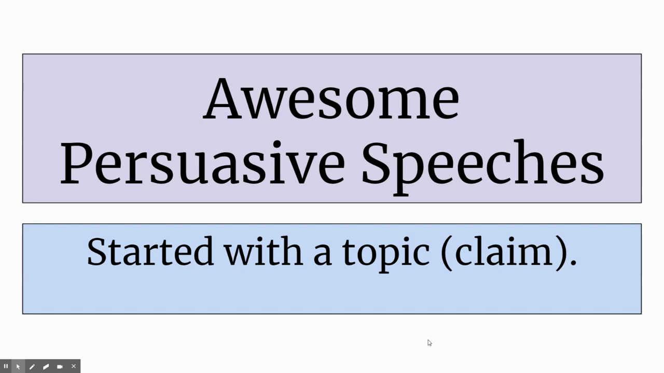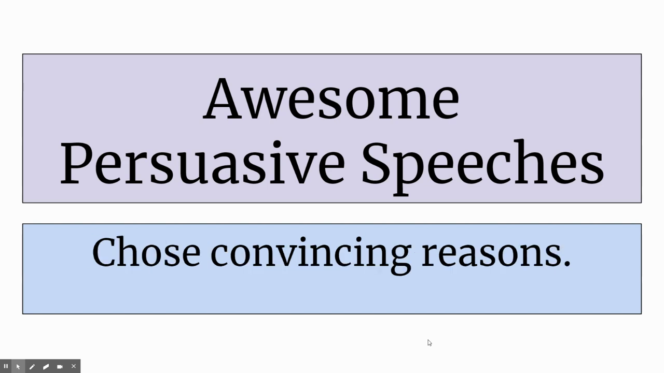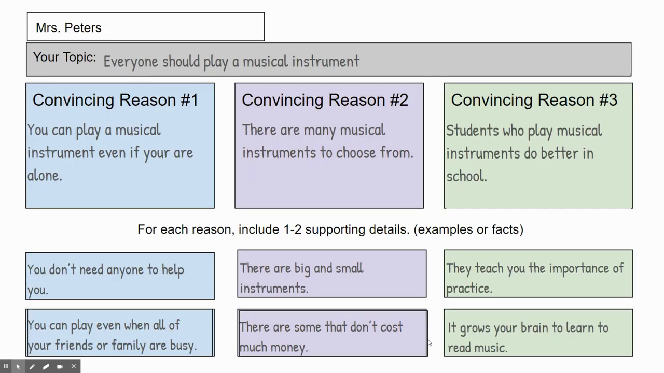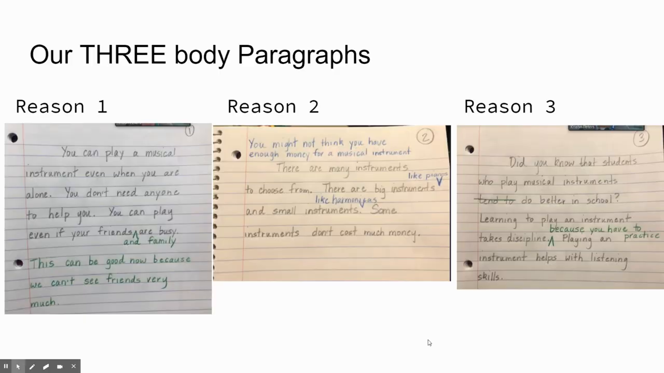We started with a topic or a claim. We chose convincing reasons. We selected supporting details like facts and examples. And then we put it all into our graphic organizer. That was a lot of thinking work. I'm really proud of you. Now we need to, let me say this first. We wrote our 3 body paragraphs. These are going to be kind of the middle of our essay. There's 3 of them. So we have a paragraph for reason 1, reason 2, and reason 3.